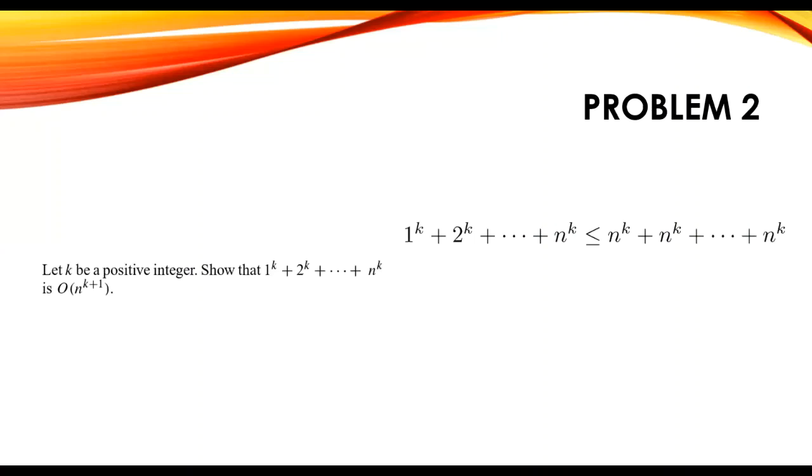So therefore we could simplify this. Instead of n raised to k up to n raised to k, it could be simplified as n times n raised to k. And by multiplying this, we have n raised to k plus 1. So this is the big O notation, and this is our solution.